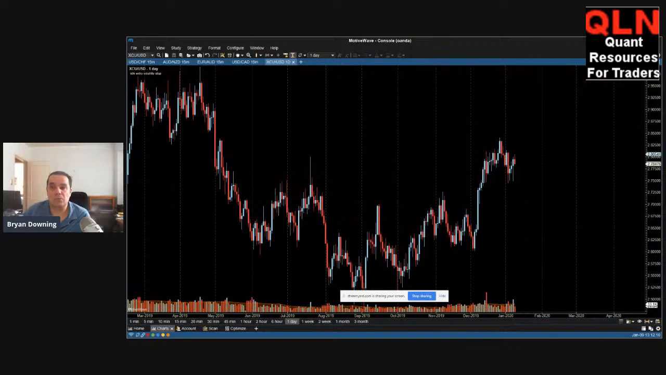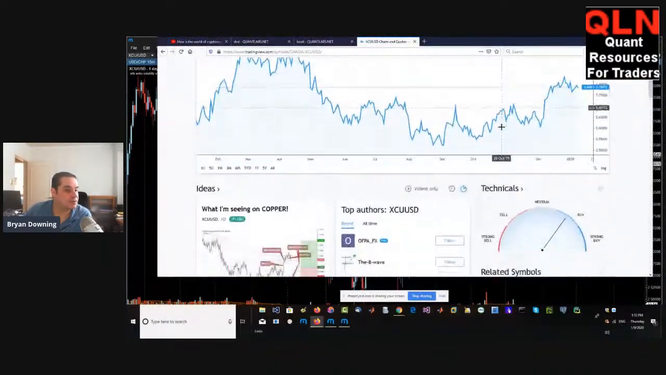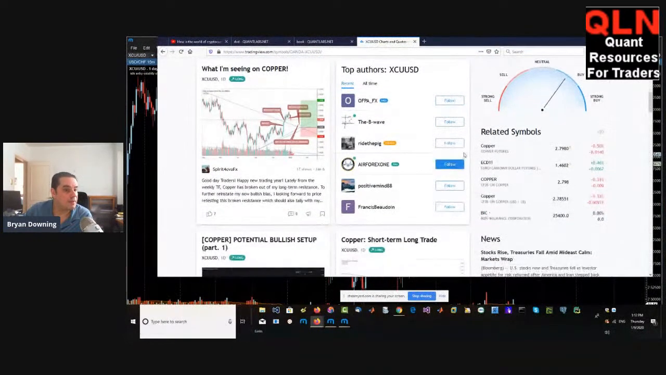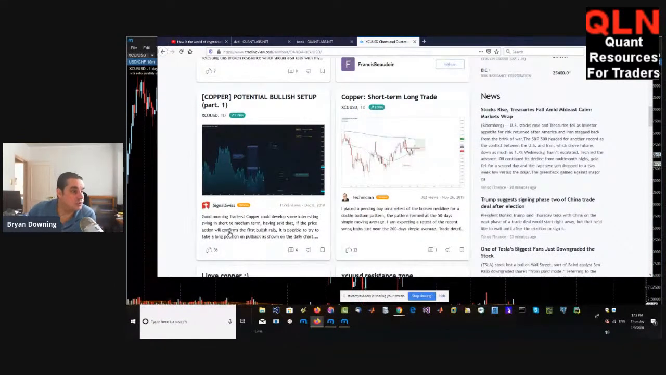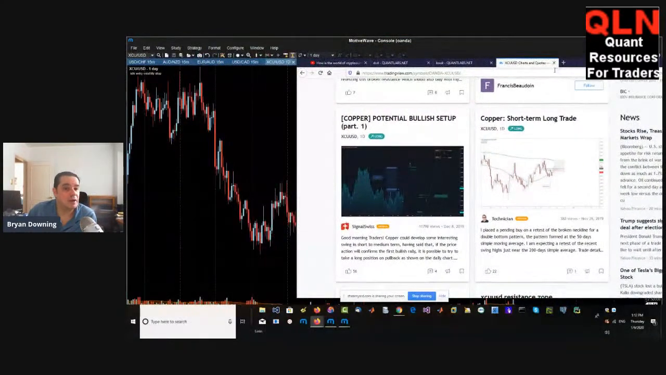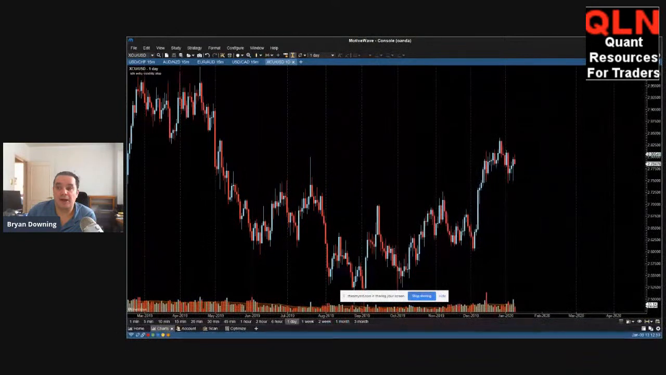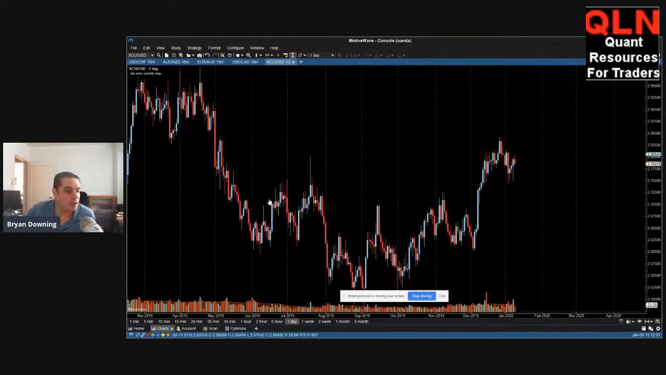So when you look at, let's see what's being said about this particular one. It is a buy. There's this guy here, Ride the Pig. He's pretty popular, so let's see what they say. Copper could develop some interesting swing short to medium term. Having said that, the action looks a bullish rally. I have placed a buy on the retest on the broken neckline for a double bottom pattern. So look how far back it goes. So these are kind of useless. What we could do is just do a very simple trend line, and maybe that might work.